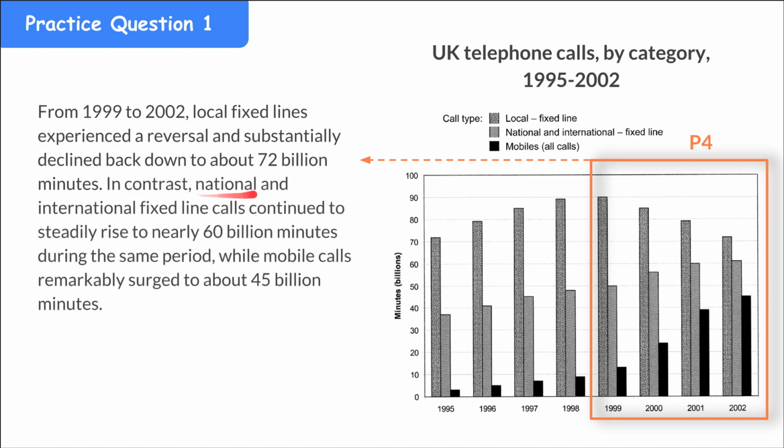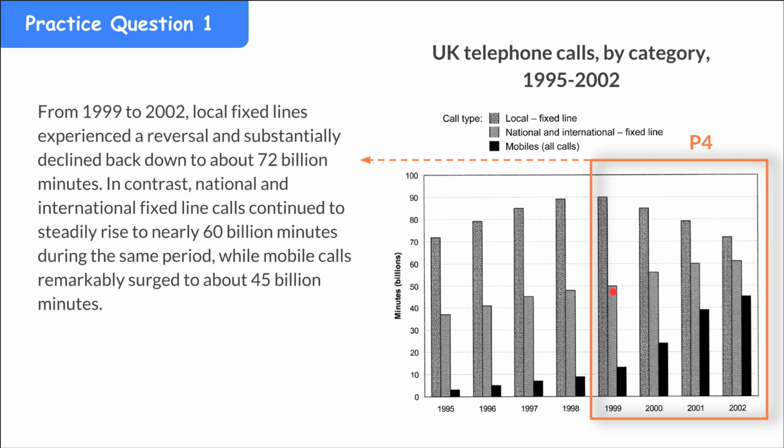In contrast, national and international fixed line calls continued to steadily rise to nearly 60 billion minutes during the same period, while mobile calls remarkably surged to about 45 billion minutes. So in this second sentence, we're making a comparison. We've used the phrase in contrast to make a comparison. We're comparing the performance of local fixed line calls with national and international fixed line calls as well as the mobile calls.